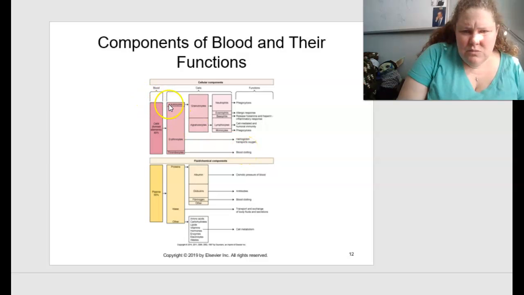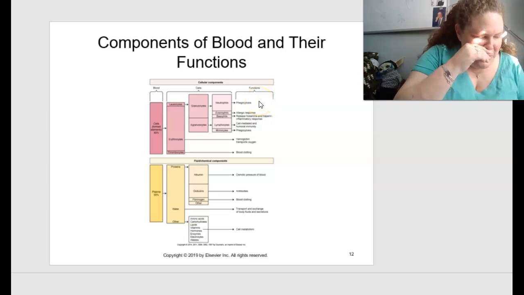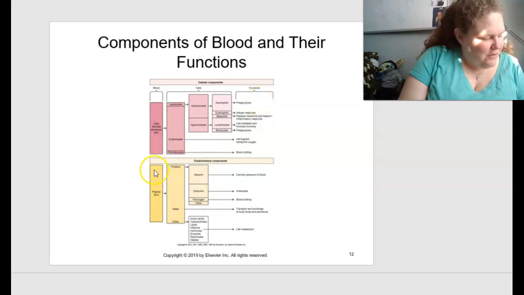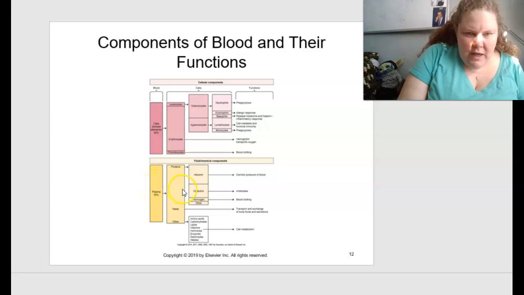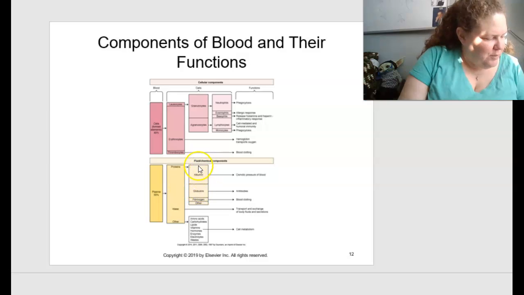In your leukocytes, we have a subdivision of granulocytes and agranulocytes, and these can be broken down, and again, here are their functions listed. Where in the fluid components, plasma is about 55%, and of that we have proteins, water, and other. The proteins include albumin, globulins, fibrinogen, and others, and those are going to help regulate the osmotic pressure of the blood, the antibody presence of the blood, our blood clotting factors, etc.